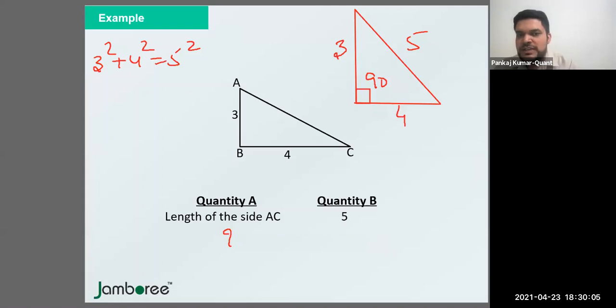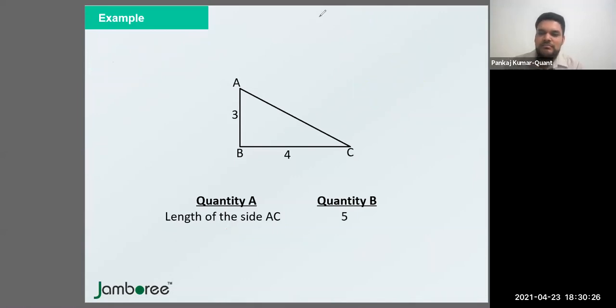Because figures are not drawn to scale, quite possibly BC could be the longest side. That's exactly what ETS is saying. So we have to take care of each and everything. We have to consider each and every aspect on what basis they're testing, because we need to understand what skill set is required.